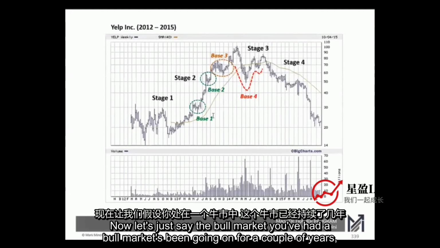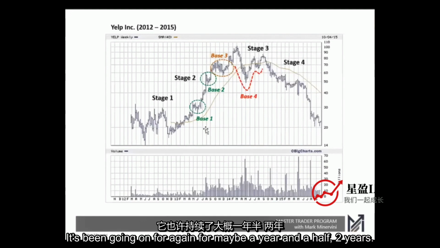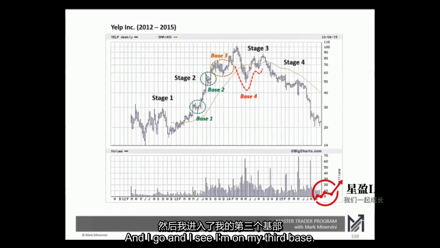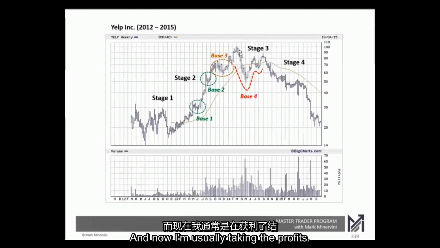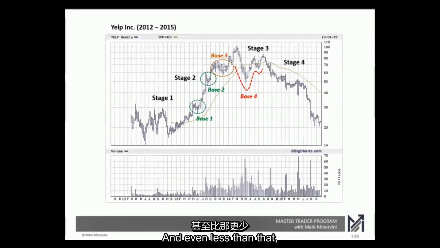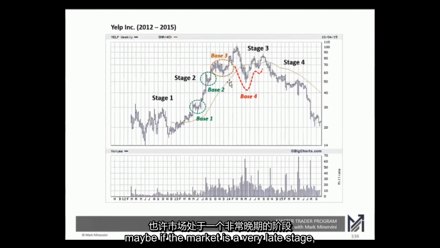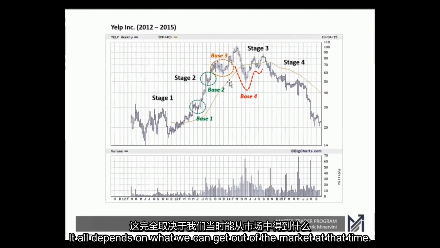Now, let's just say you've had a bull market. It's been going on for a couple years, and the stock has gone up substantially, many hundreds of percent. And it's been going on, again, for maybe a year and a half, 2 years. And I see I'm on my third base. So at that point, I go into a trading mode. And now I'm usually taking the profits when I can get them. I might be taking the 20, 30% moves, and even less than that, maybe, if the market is very late stage and there's a big whipsaw environment, I may be taking very small profits. It all depends on what we can get out of the market at that time.